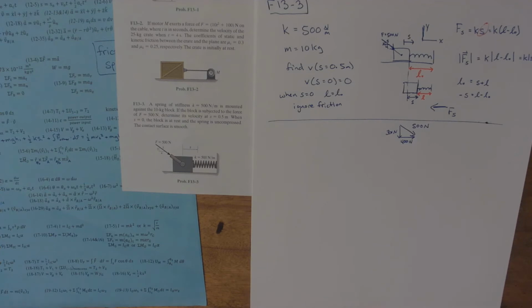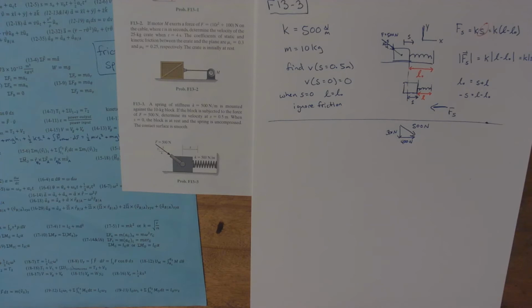So I would like you to at least get started on this problem on your own and look at the sum of the forces in the x direction, find the acceleration in the x direction, and then try to use kinematics to find the velocity when the position is equal to 0.5.